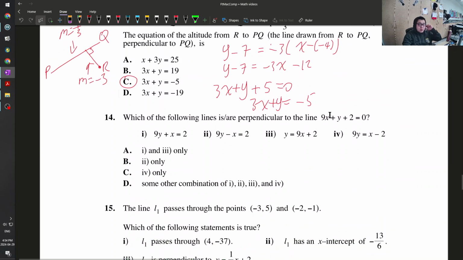Alright, which of the following lines is perpendicular to this? So what is the slope of this? The slope is equal to -9 over 1, -9. What is the slope of this? It is -1.